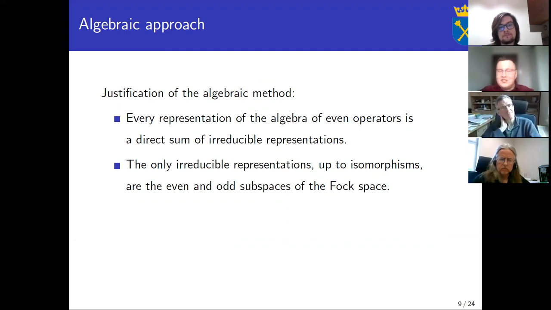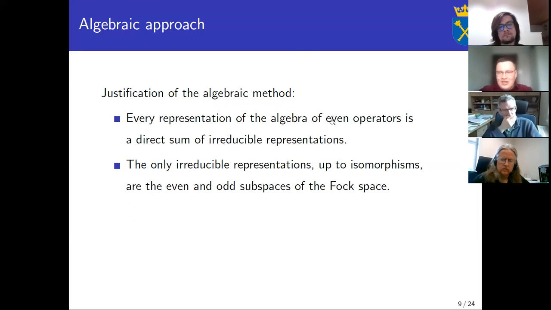The justification is as follows. There is some algebra of even fermionic operators. It's a sub-algebra of the algebra of all operators, linear combinations of products of basic fermions. And this algebra has the following property. This is just a simple algebraic fact.